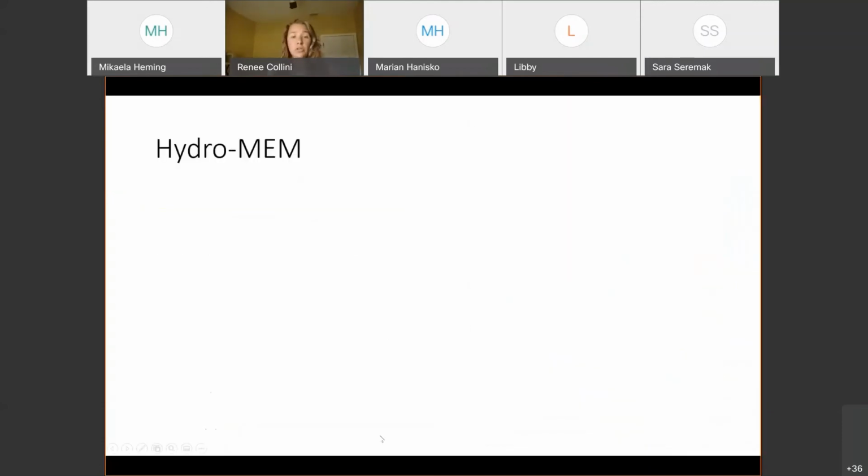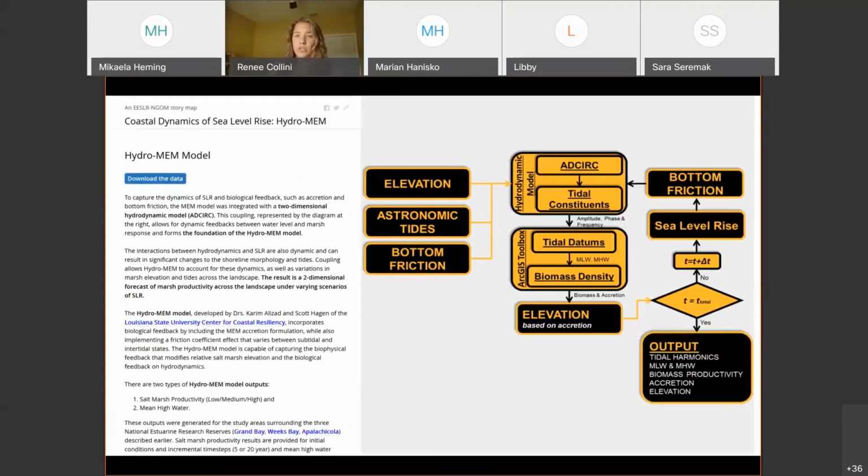So now I'm going to switch gears and give just an example of a model that explores how habitat could change. I'm going to go with HydroMem just because it's one I'm familiar with. The first thing you should notice when you go into their story map or their information is they are really happy to tell you all about this.